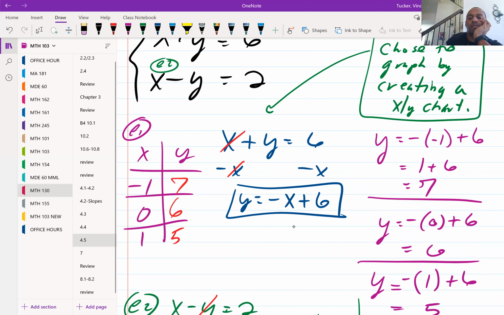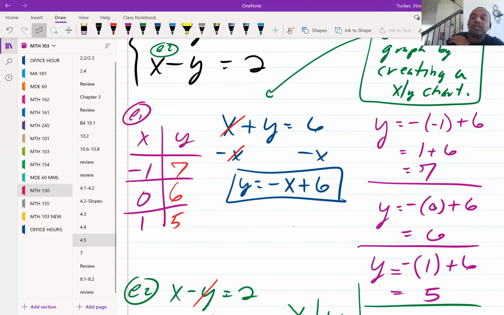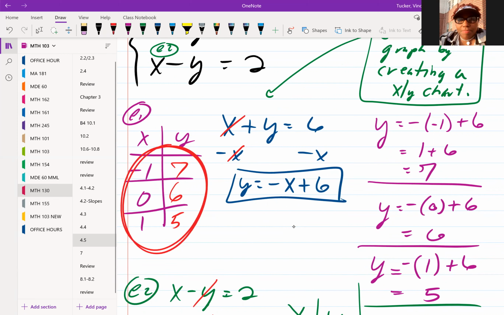Plug in -1 for x. So it's 1 plus 6, and it'll give me 7. Plug in 0. 0 plus 6 is 6. Plug in 1. That's -1 plus 6, which is 5. And so that's how I got these ordered pairs right here: (-1, 7), (0, 6), and (1, 5).